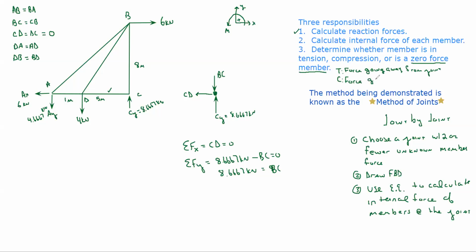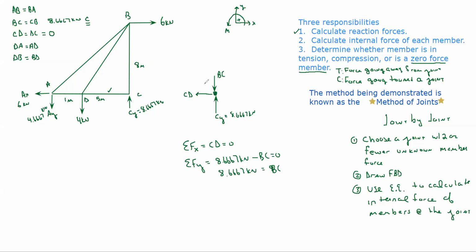A force going toward a joint is considered to be in compression because it is a reaction to what's going on to the member. So that tells me, looking at BC here, the arrow shows that we have the forces going toward the joint. So when we go over to the scorecard and write down that BC is equal to 8.6667 kilonewtons, we also have to indicate that it is in compression.